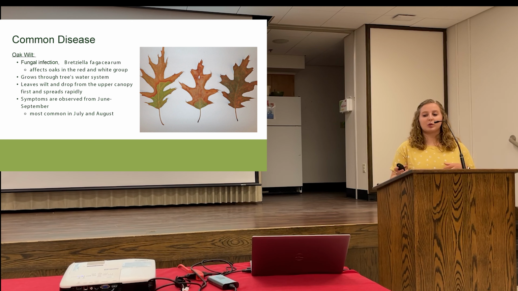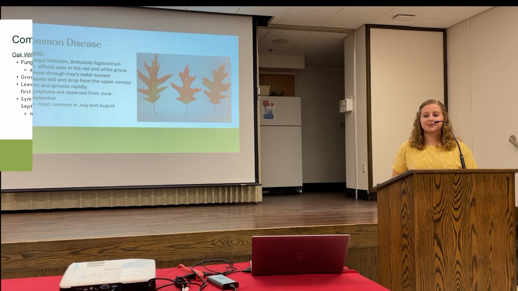The leaves wilt and drop from the upper canopy first, and then continue down through the tree very rapidly. You'll see these symptoms in June through September, but they're most common in July through August when it's hotter. And you'll see these very red, rusty patches, as if the oak is wilting and dying, turning the color it would in the fall right before the leaves fall off.